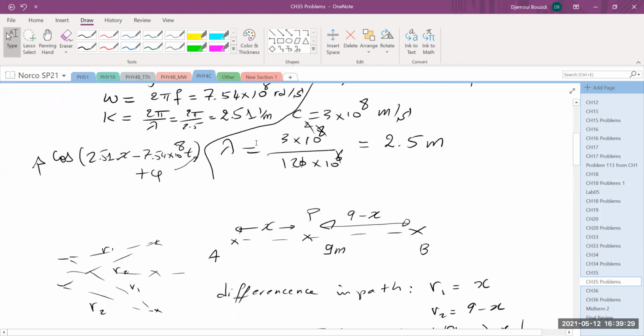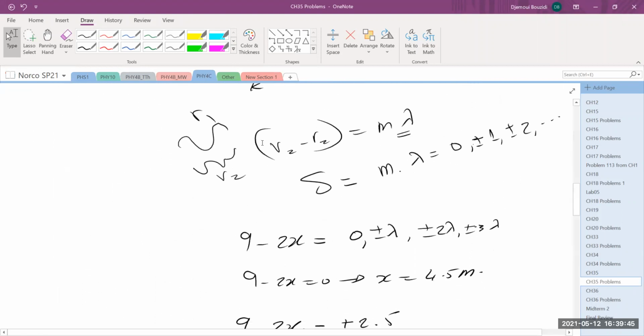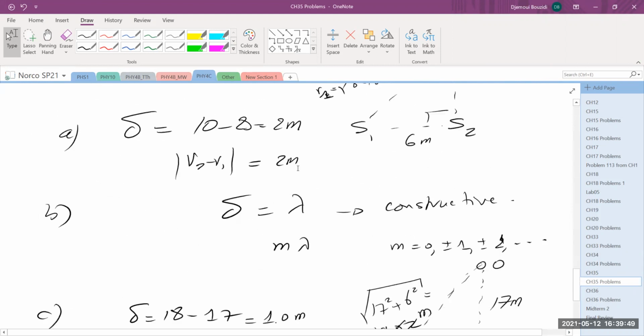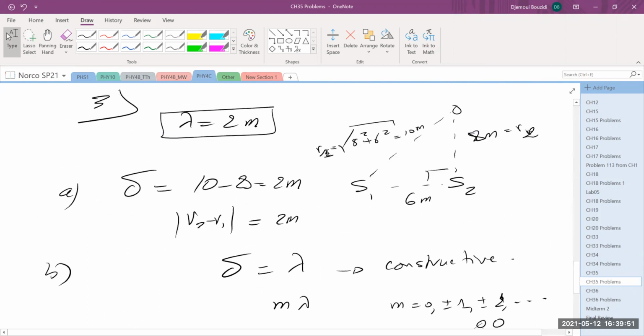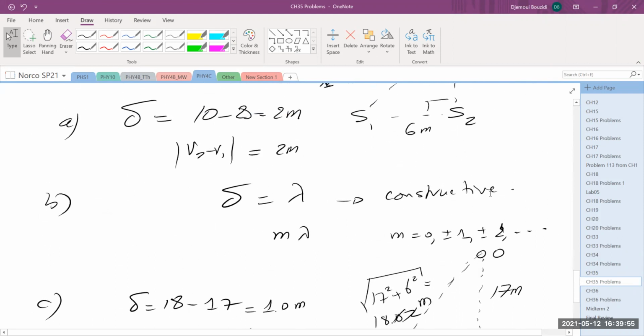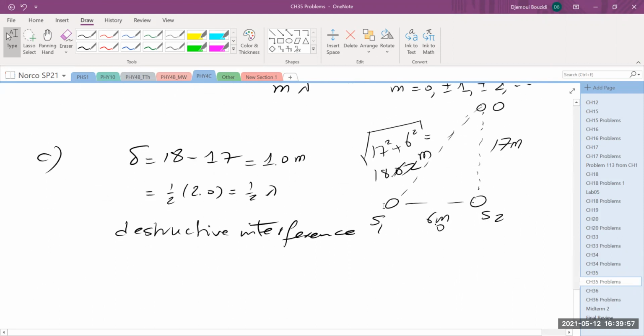So in terms of wavelength, constructive interference is when the difference between the optical paths is lambda, and it doesn't matter which way you take it. You usually take the bigger minus the smaller. And it's destructive when the optical path difference is going to be lambda over 2. So this is exactly how we found the first part of this problem, and now we're finding the second part. The first part was constructive interference. This one is actually destructive interference.